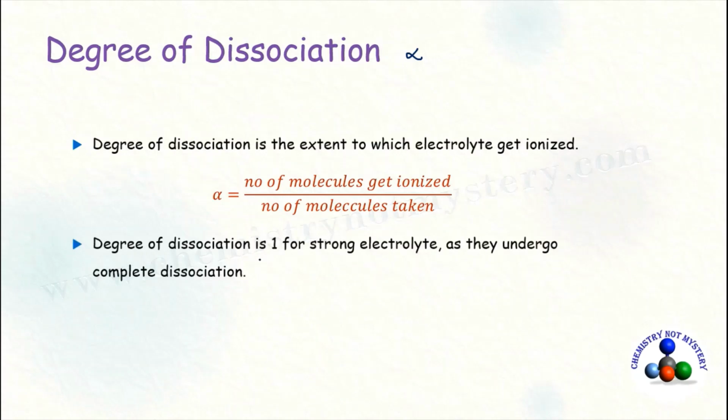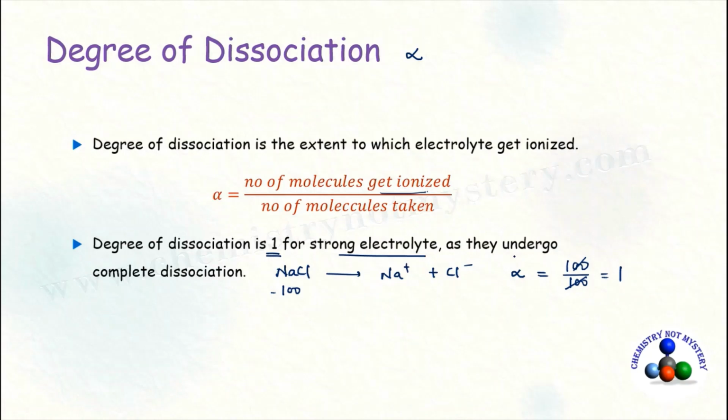Degree of dissociation is 1 for strong electrolytes as they undergo complete dissociation. For example, NaCl dissociates into Na+ ion and Cl- ion. If there were 100 molecules of NaCl at the beginning, and all 100 molecules undergo dissociation, then alpha for NaCl is the number of molecules ionized, all 100, over the number of molecules taken, 100. So alpha is 100 over 100, which is 1. That's why degree of dissociation is 1 for strong electrolytes that undergo complete dissociation.